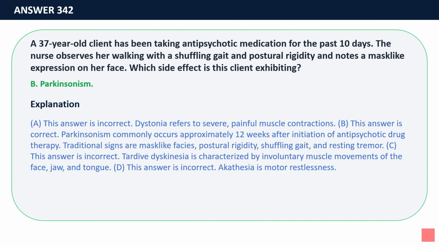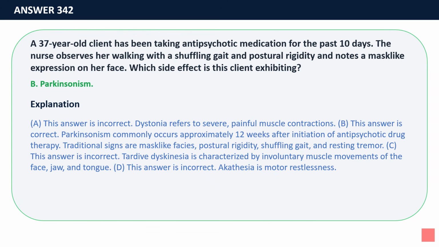Answer: B. Parkinsonism. Explanation: A. This answer is incorrect. Dystonia refers to severe, painful muscle contractions. B. This answer is correct. Parkinsonism commonly occurs approximately 12 weeks after initiation of antipsychotic drug therapy. Traditional signs are mask-like facies, postural rigidity, shuffling gait, and resting tremor.